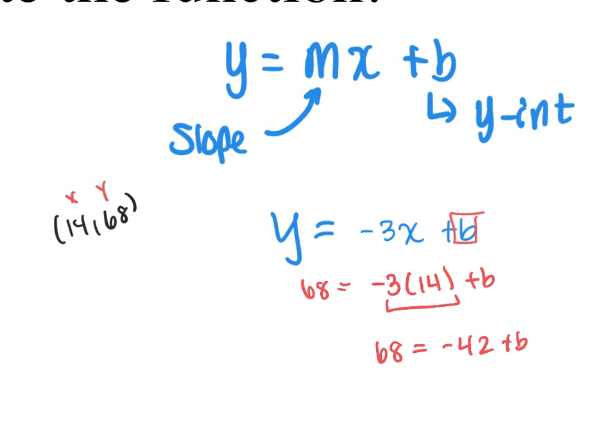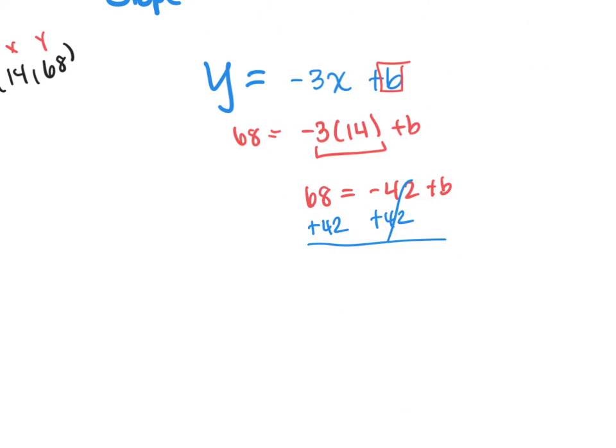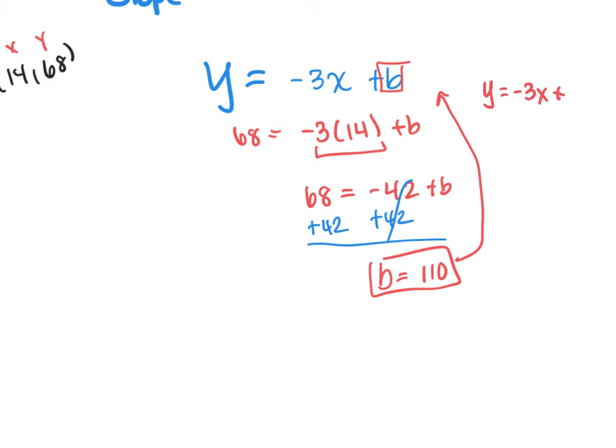And the only way to solve for b in this situation is to add 42 to both sides of my equation. So when I add 42 to both sides, I get b is equal to, well, 68 plus 42 is, let's look, 110. So now I have my y-intercept, so I can put it into my equation. So my equation is really y equals negative 3x plus 110.